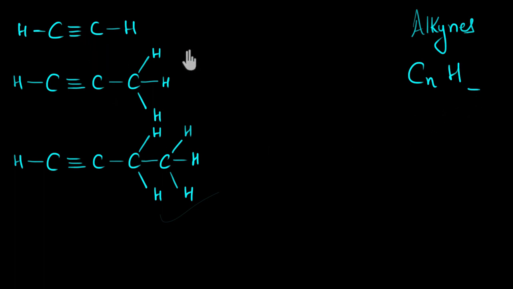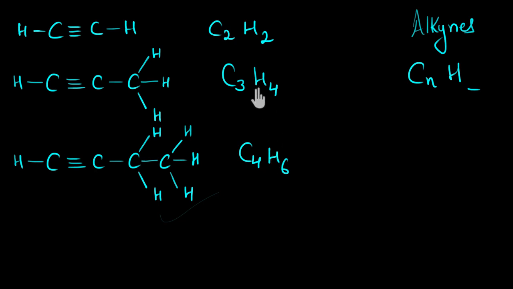So over here, the molecular formula of this compound is C2. There are 2 carbons and 2 hydrogens. So C2H2. The molecular formula of this is 3 carbons. So C3 and H1, 2, 3, 4. H4. This one has 4 carbons. So C4 and H1, 2, 3, 4, 5, 6. H6. Okay. So if you see in general, then let me prepare a column over here, C and H.